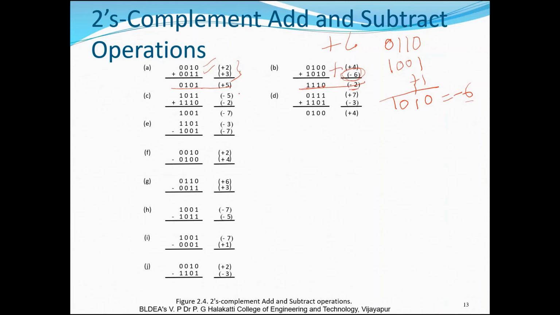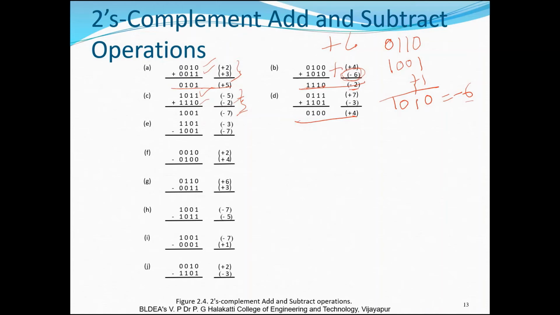Same way, if I am performing addition of minus 5 and minus 2, minus 5 is represented as 1011 and minus 2 is represented as 1110. Just add them, you will get minus 7. Same way for plus 7 and minus 3 also.